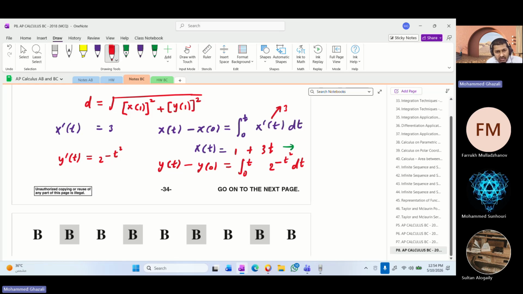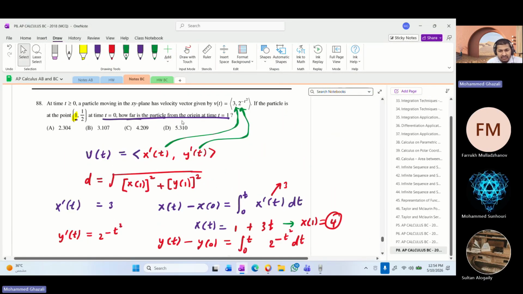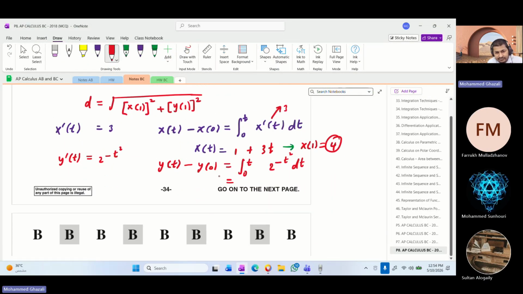So we want to find x of 1. Remember, the ultimate goal is to find this. So x of 1 is equal to 4, and 4 squared is 16. That's sorted. Now, remember, the value of t is 1 here. So what's y of 0? y of 0 is 1/2, yes. So y of 1 is 1/2 plus the integral from 0 to 1 of 2 to the power negative t squared dt.